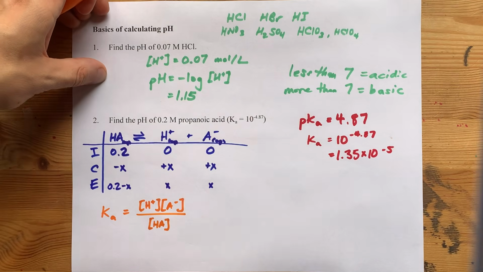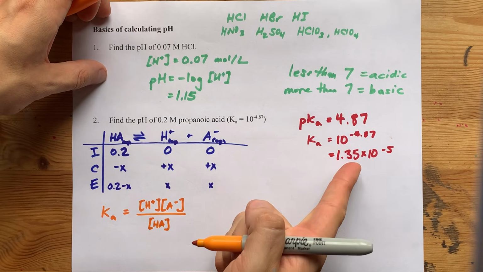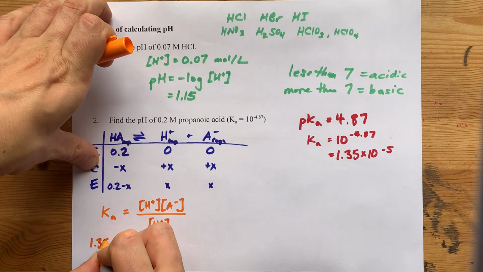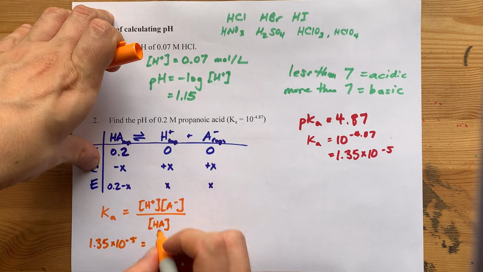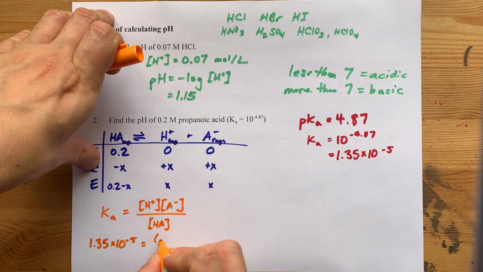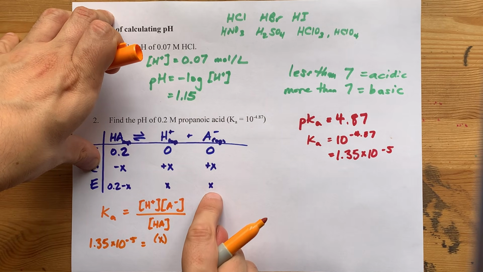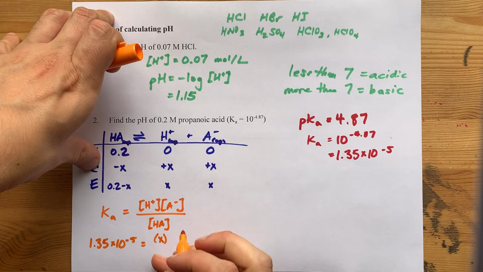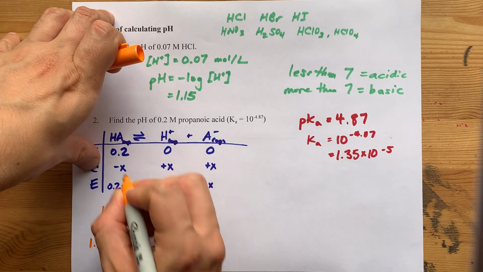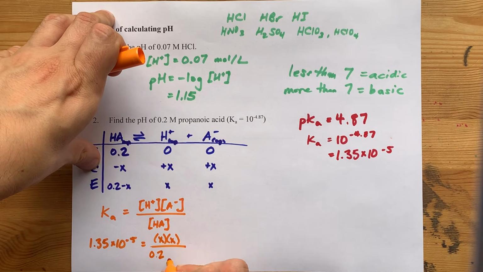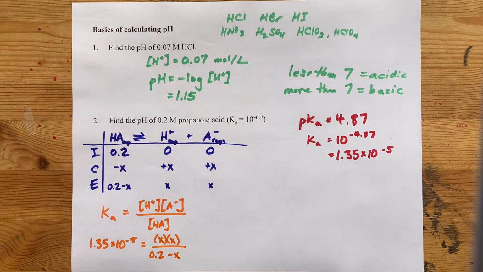Now, here's where you get to plug in a bunch of numbers. We know the Ka is 1.35 times 10 to the negative 5. You know your H concentration is X. You know your A minus concentration at equilibrium is X. Your equilibrium concentration of HA was 0.2 minus X.